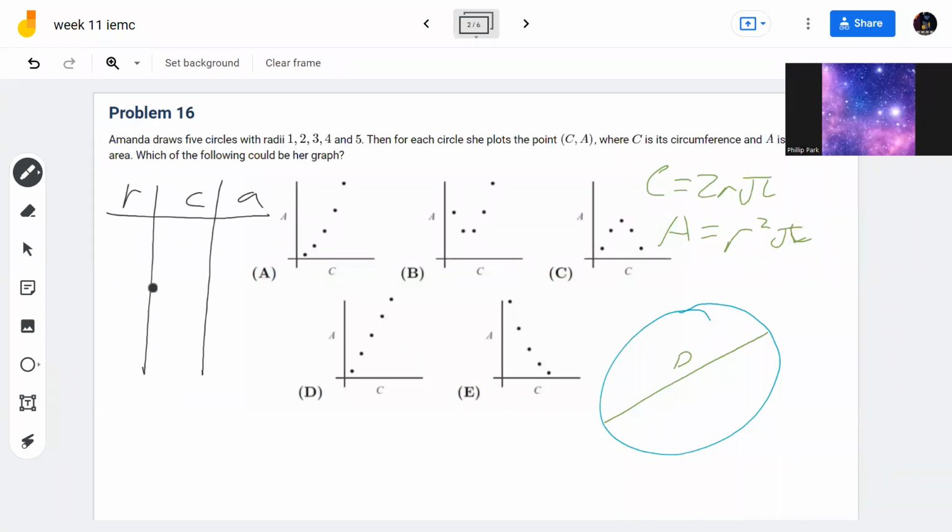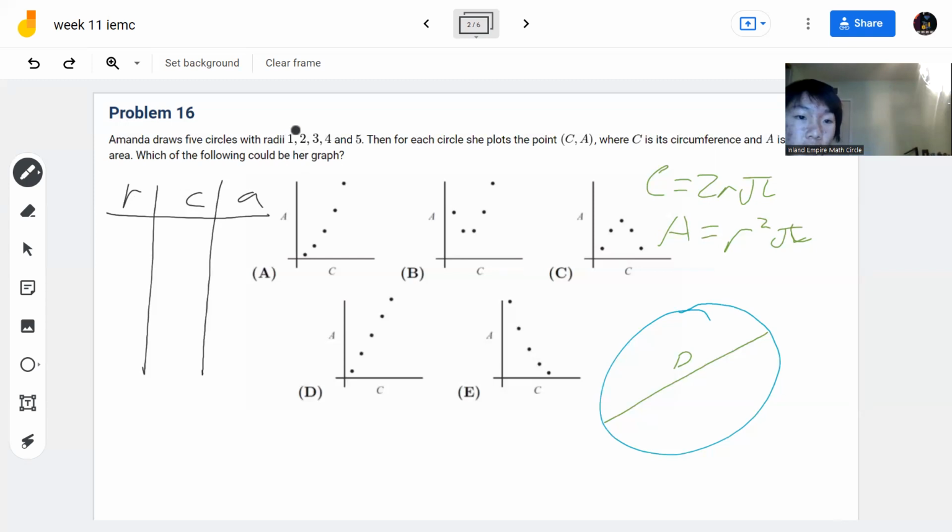A hint: if the radius is steadily increasing 1, 2, 3, 4, and 5, would we be more likely to see an upwards trend or a downwards trend? And would it more likely be a line or a curve? Think about it. All right, we'll just go ahead then.